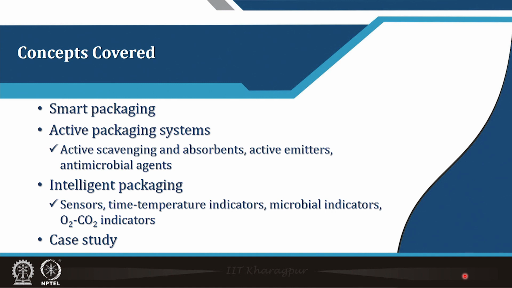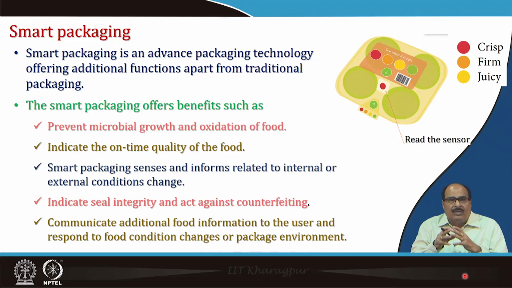The concepts that we will cover include smart packaging, active packaging systems like active scavenging and absorbents, active emitters, antimicrobial agents, or intelligent packaging like sensors, time temperature indicators, microbial indicators, O2 CO2 indicators, and finally, we will take up some case studies. So, let us see what smart packaging means.